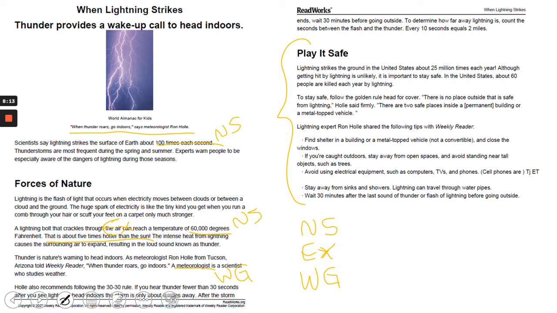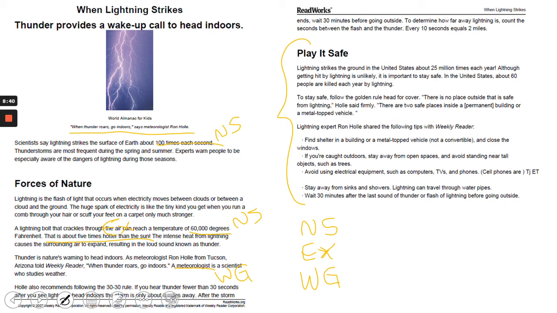Play it safe. Lightning strikes the ground in the United States about 25 million times each year. Although getting hit by lightning is unlikely, it's important to stay safe. In the United States, about 60 people are killed each year by lightning. To stay safe, follow the golden rule: head for cover. "There is no place outside that is safe from lightning," Hall said firmly.